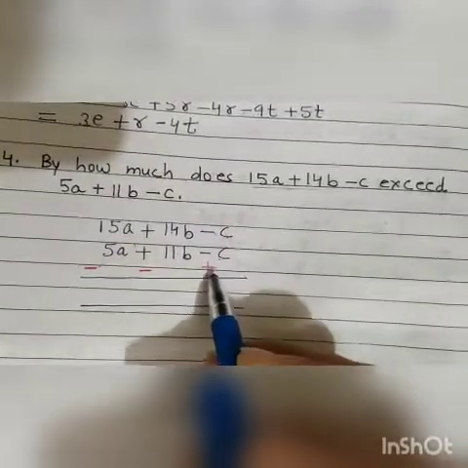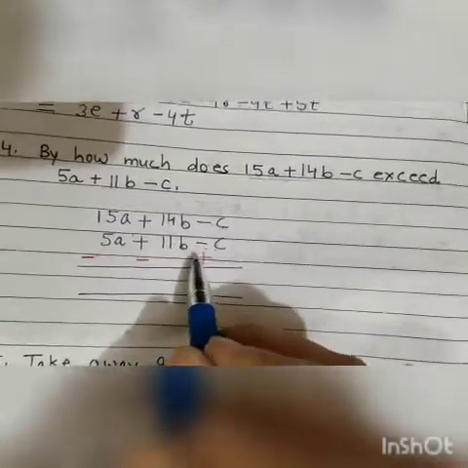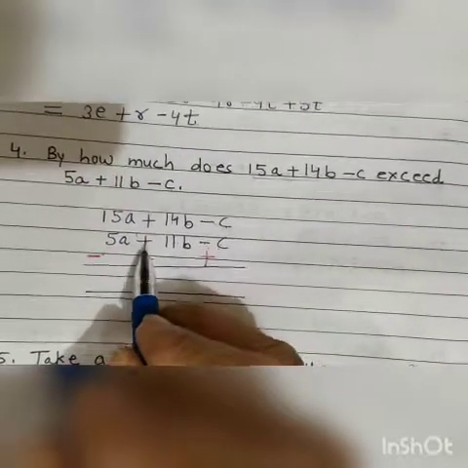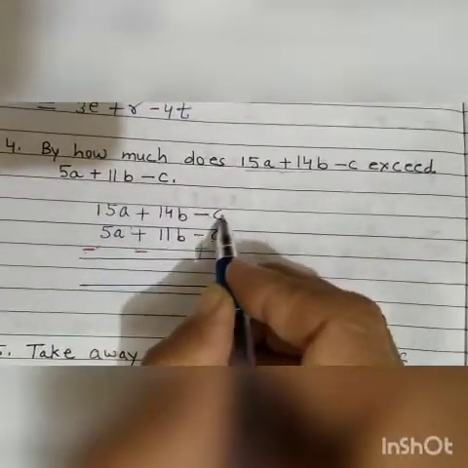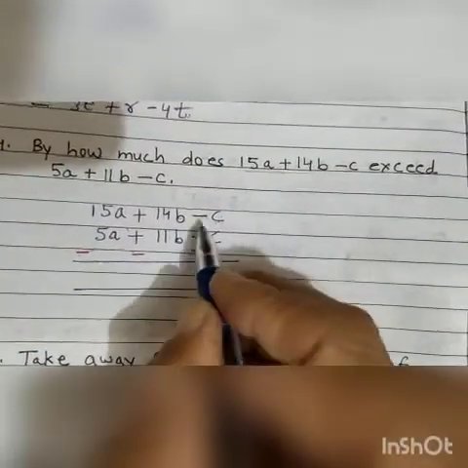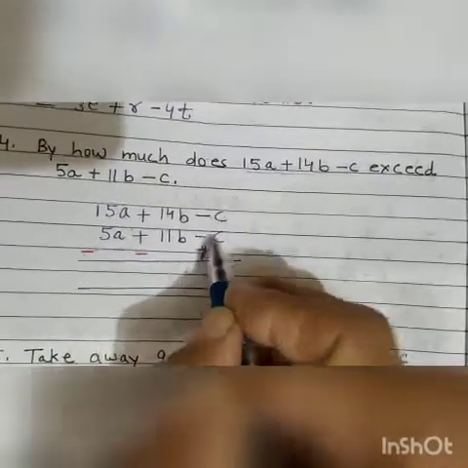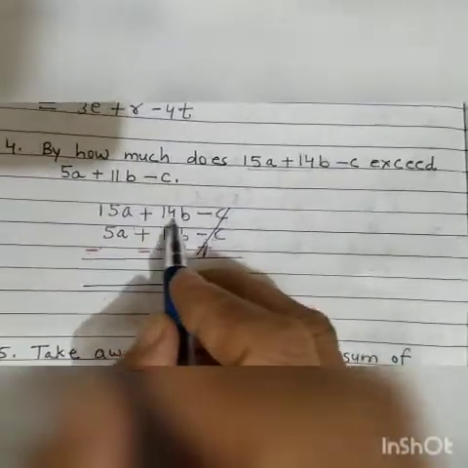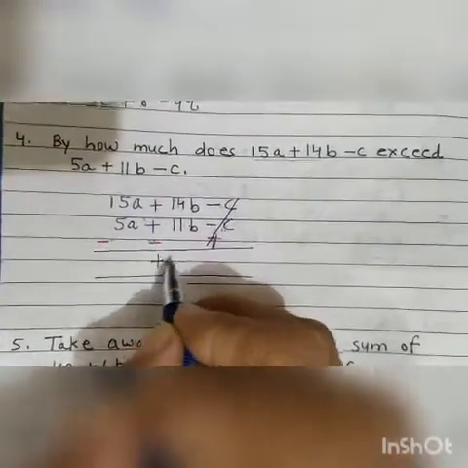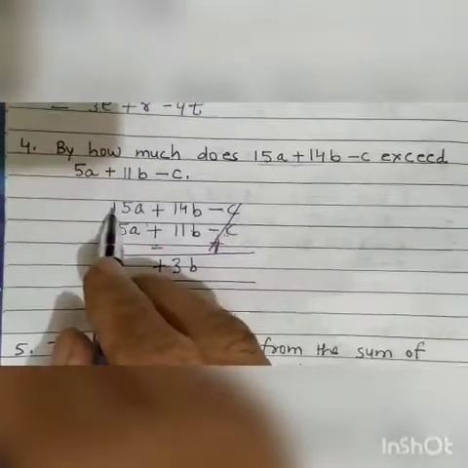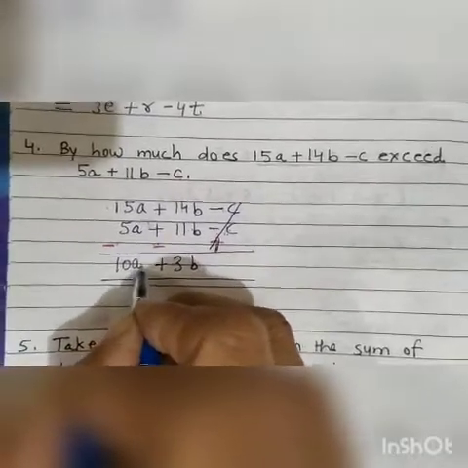We have to subtract, so we have to change the sign of the second, lower expression. Minus will change to plus, plus will change to minus, plus will change to minus. Now solve it. It is minus c and it is plus c. Both the terms are same but with opposite sign, so they will cancel. Plus 14b minus 11b, so it will be plus 3b. Plus 15a minus 5a, it will be 10a.